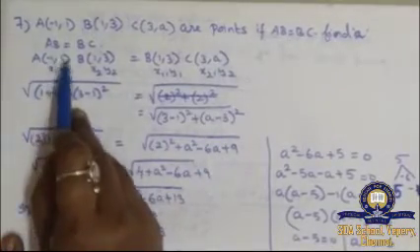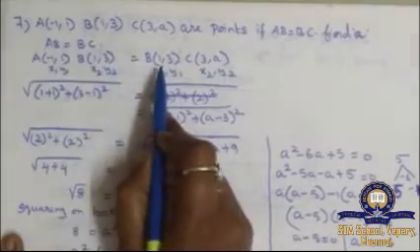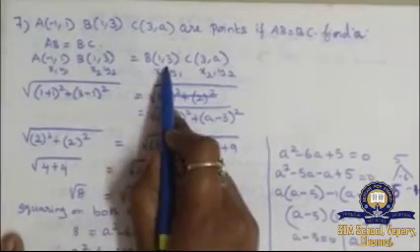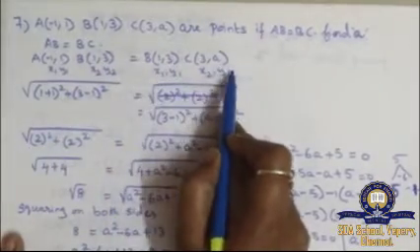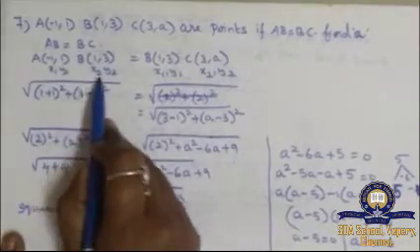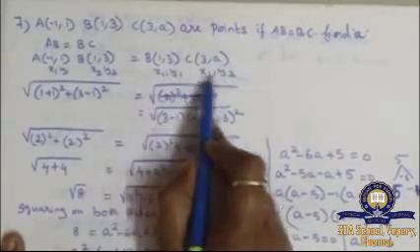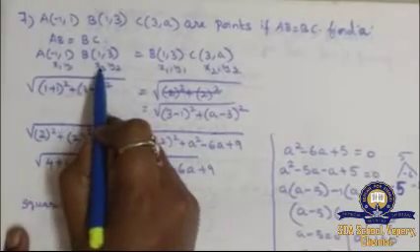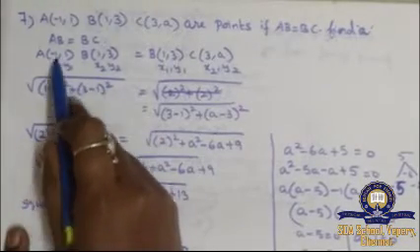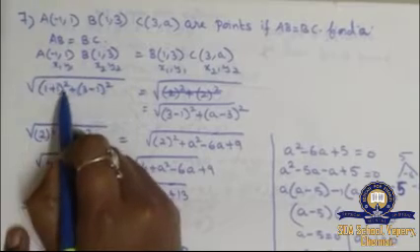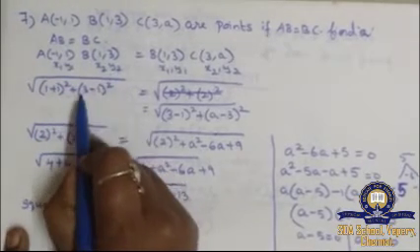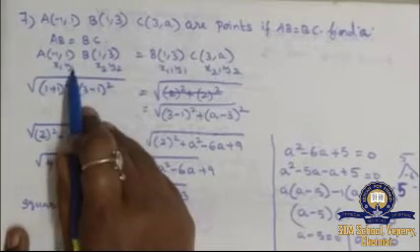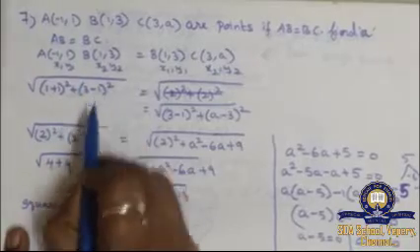A value is minus 1 comma 1, B value is 1 comma 3. Same way here BC means B value is 1 comma 3, C is 3 comma A, x1 comma y1, x2 comma y2. So the same formula we are going to use here. x2 is 1 minus x1 is minus 1, so plus 1 the whole square, plus y2 is 3 minus y1 is 1, so minus 1 the whole square.